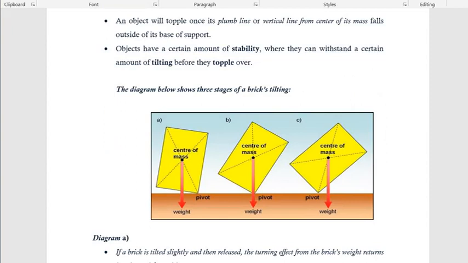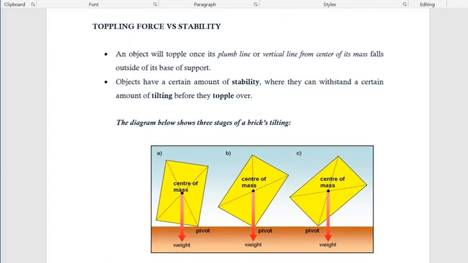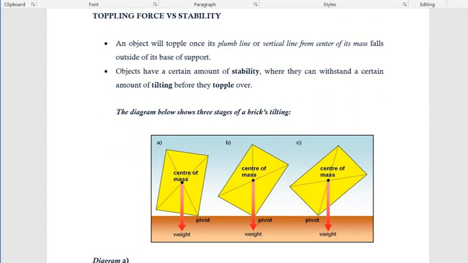Okay, so on the screen right now, we're looking at the concept of toppling force versus stability. That is to say, if an object was to tilt at a certain angle, at which angle would it be able to go back into its normal position, where we would say it is stable, or to a position where you could say it's now going to topple over or fall over.